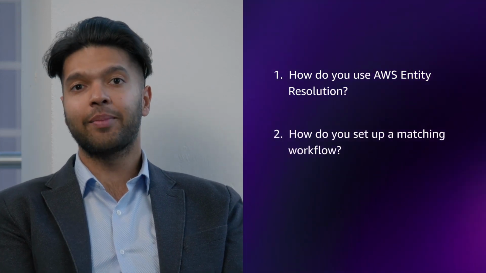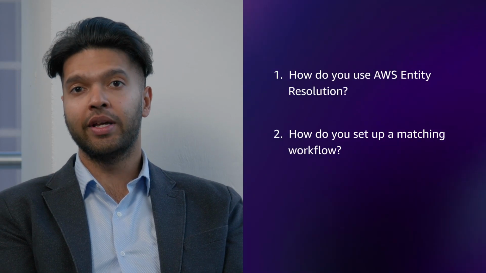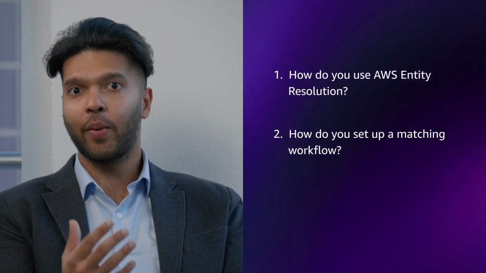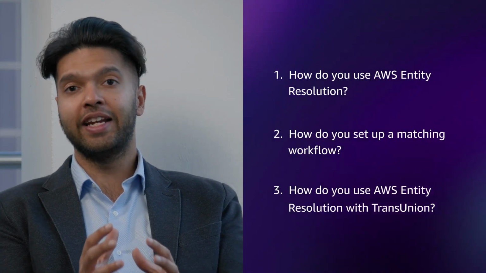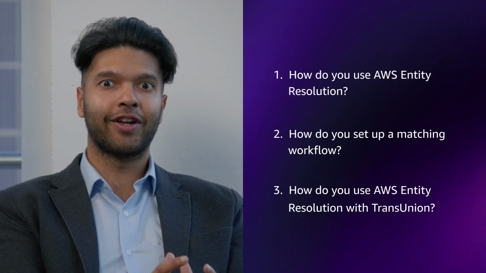Second, how to set up a matching workflow. A matching workflow is basically what helps you to pick the right provider services for your use cases. And third, how do you actually use AWS Entity Resolution in tandem with TransUnion products? And as was demonstrated by Ryan, you can use TransUnion products to stitch together disparate information, which you can then use for creating your rule and machine learning based matching capabilities in AWS Entity Resolution. Or you can also use AWS Entity Resolution just to enrich your consumer information with external attributes.